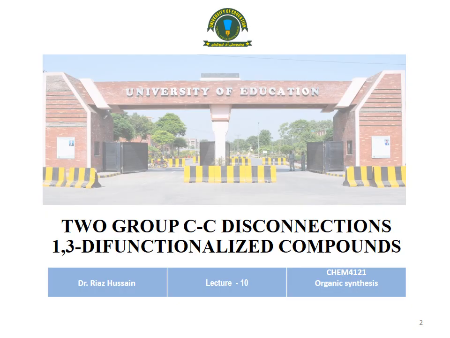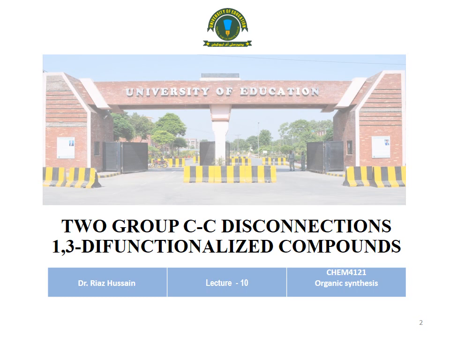Today the topic of our discussion is two-group carbon-carbon disconnections. In this lecture, the compound will contain two functional groups and the relationship between these two functional groups will be 1,3. That's why such compounds are called 1,3 difunctionalized compounds.